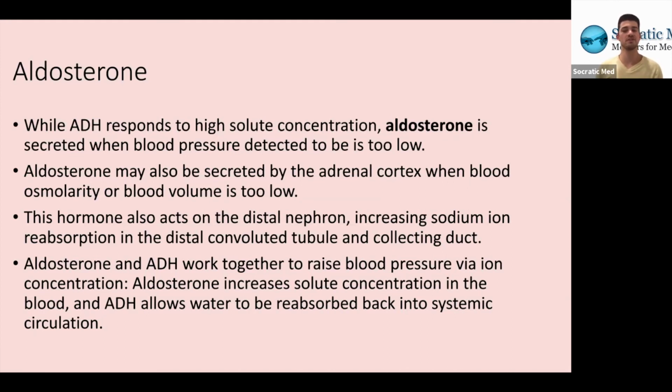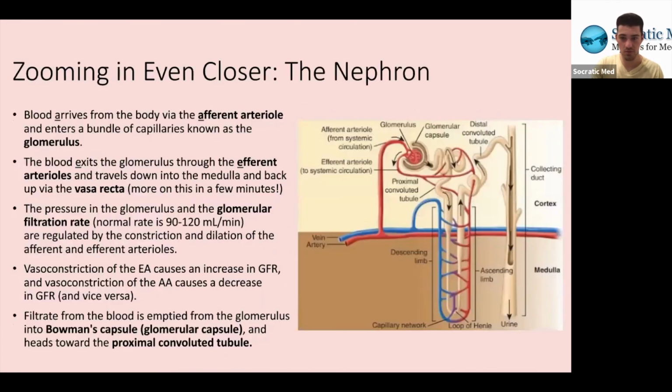So aldosterone, while ADH responds to high solute concentration in the blood, aldosterone is secreted usually when blood pressure is detected to be too low. So the way we do that, aldosterone is secreted by the adrenal cortex when blood osmolarity or blood volume is too low. So the adrenal cortex, let me see if I have a picture of it.